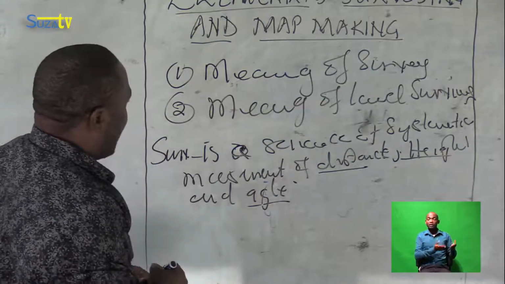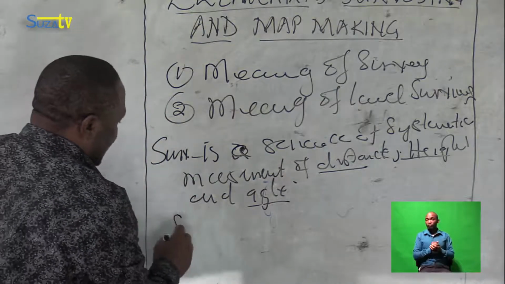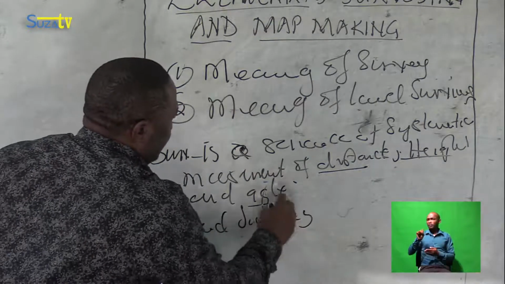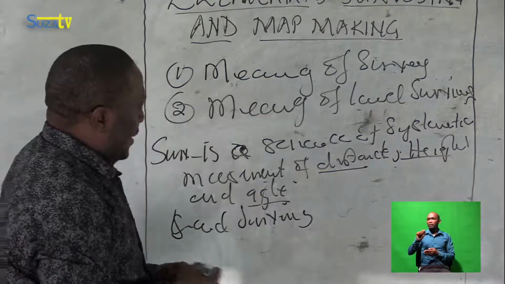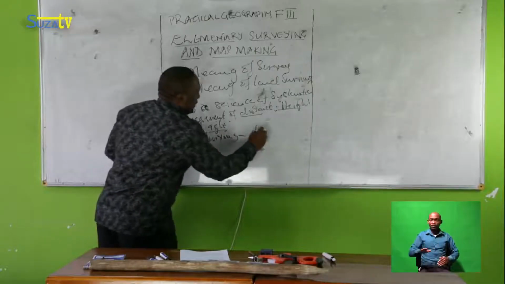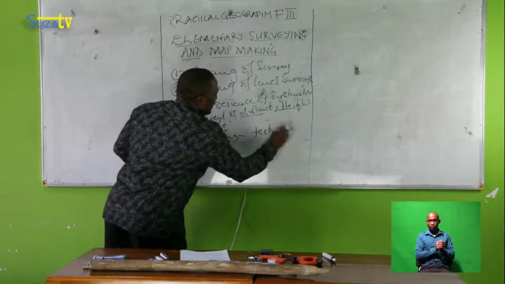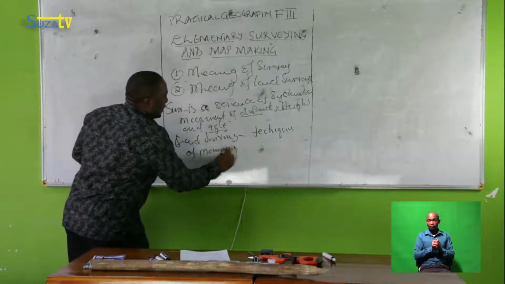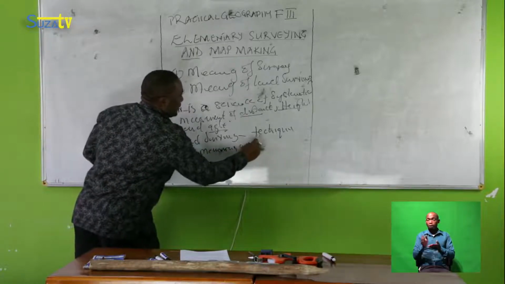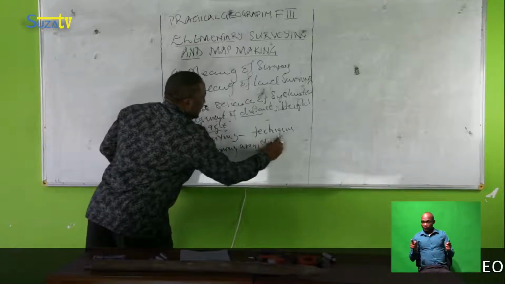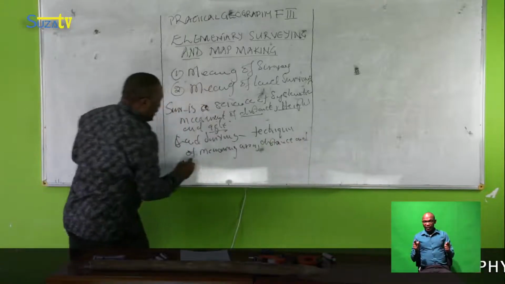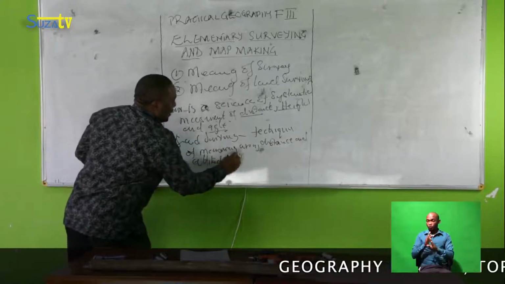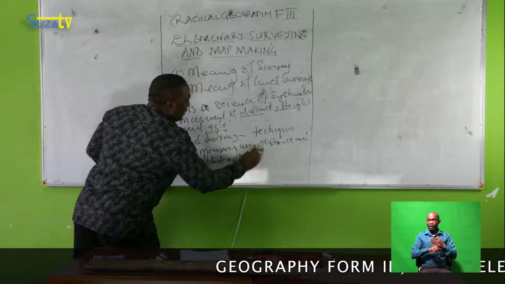But you also have another term here, land surveying. Land surveying is the techniques of measuring area, distance, and altitude on the Earth's surface.